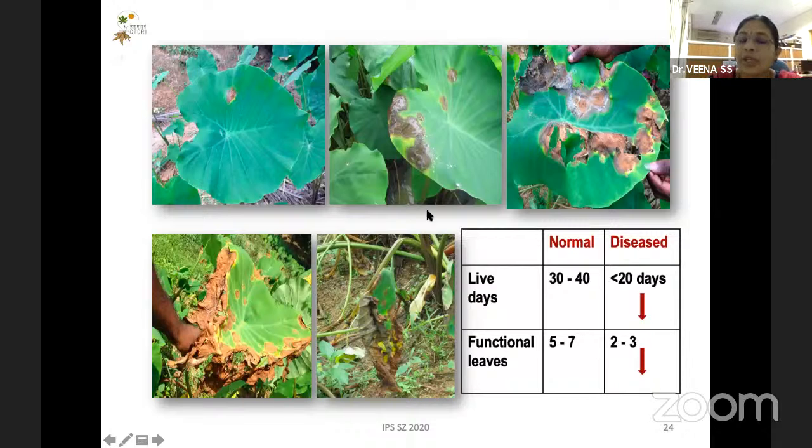Actually, what happens with taro leaf blight, a normal leaf lives for 30 to 40 days, but here the lifespan is reduced to less than 20 days. In our epidemiological study, we found that if there is rain or dew, once the leaf gets infected, within a week complete destruction occurs. Otherwise, if these two factors are not there, even if it gets infected, the spread will be restricted. And functional leaves also come down from the normal 5-7 leaves to 2 to 3 leaves.